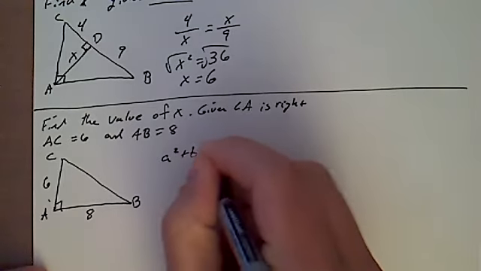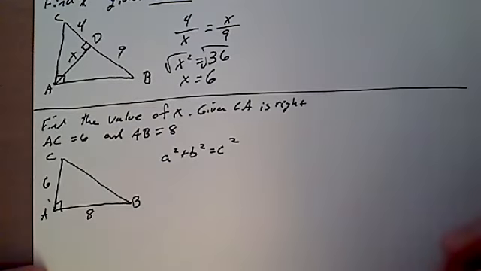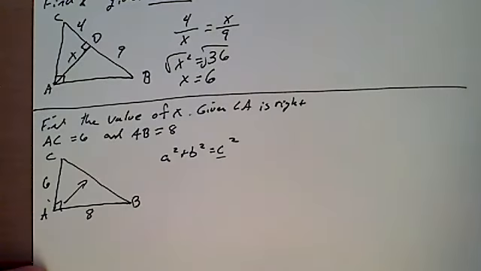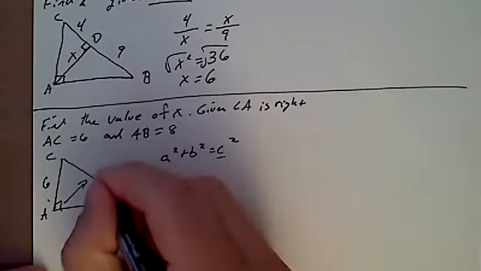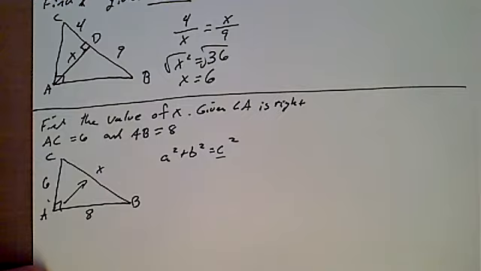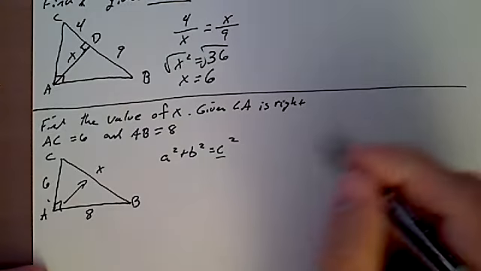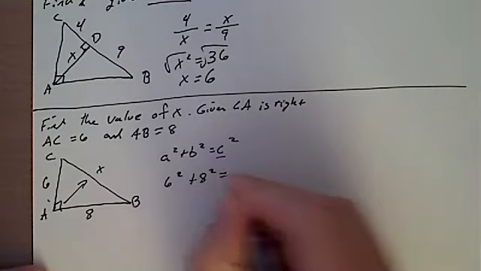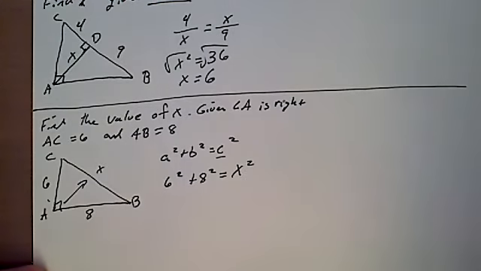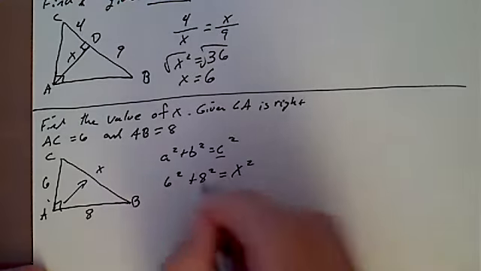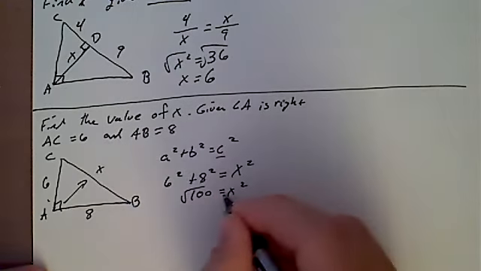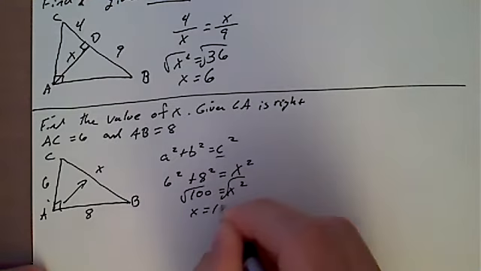A squared plus B squared equals C squared in a right triangle, where C is the hypotenuse. The hypotenuse here is CB. Sorry, we would have had an x there: CB or x. So we have 6 squared plus 8 squared equals x squared. 6 squared plus 8 squared, 36 plus 64, is 100. And the square root of 100 is 10.